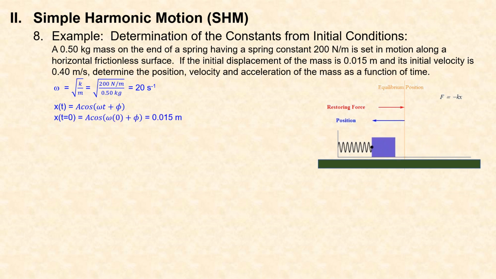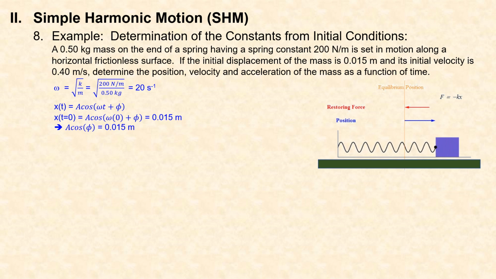So let's plug in 0 for time, and now we know that x, our position, has a value of 0.015 meters. When we simplify this, this gives us one equation, two unknowns. I just want to point out that you cannot assume that at the start of the problem your mass will be at a maximum displacement, or let's say the amplitude of your oscillator. You cannot assume that.